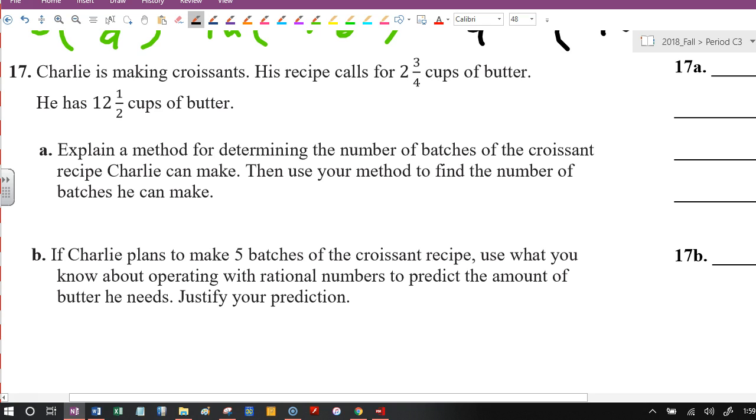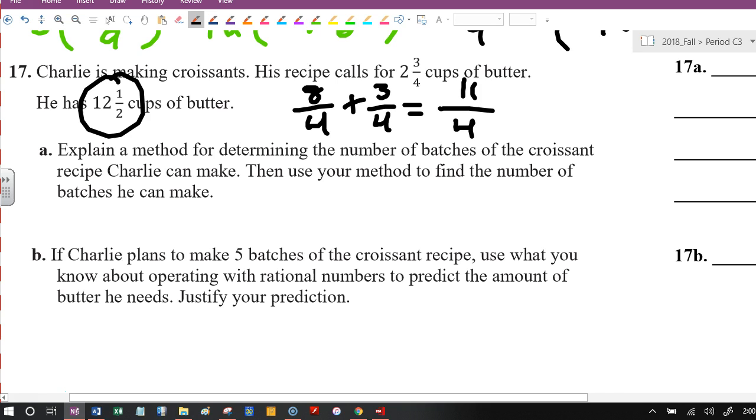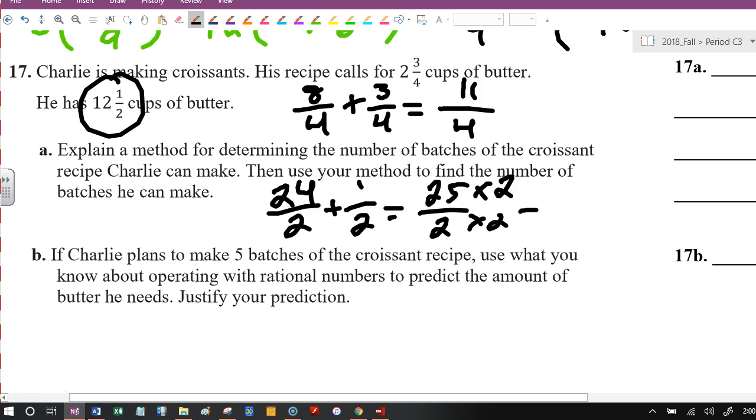Into an improper fraction? Okay, so two wholes is 8/4, right? Plus an extra 3/4 makes 11/4. Okay, and then you also have to turn this into an improper fraction, right? So 12 times 2 is 24 halves plus another half. So that's 25 halves. Now, if you want to compare these, they have to have the same denominator. So we multiply times 2 on top and bottom, and we get 50/4.